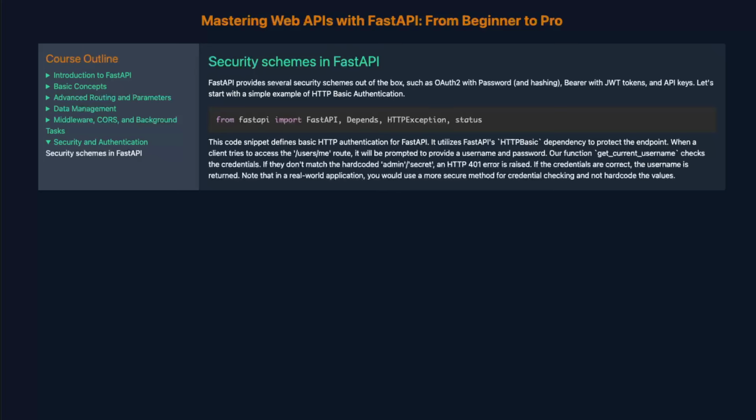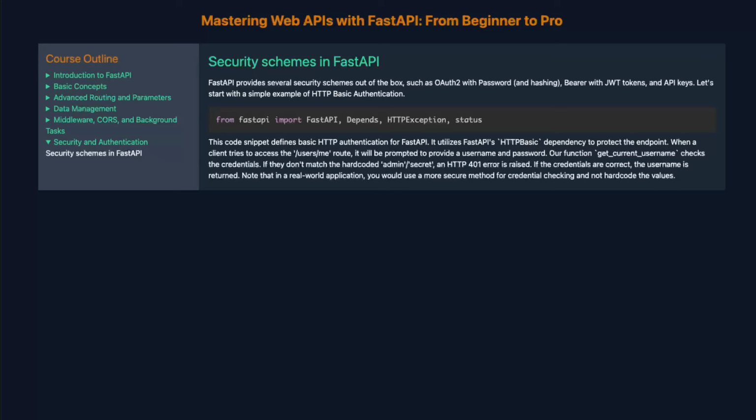This code snippet defines basic HTTP authentication for FastAPI. It utilizes FastAPI's HTTPBasic dependency to protect the endpoint. When a client tries to access the /users/me route, it will be prompted to provide a username and password. Our function get_current_username checks the credentials.